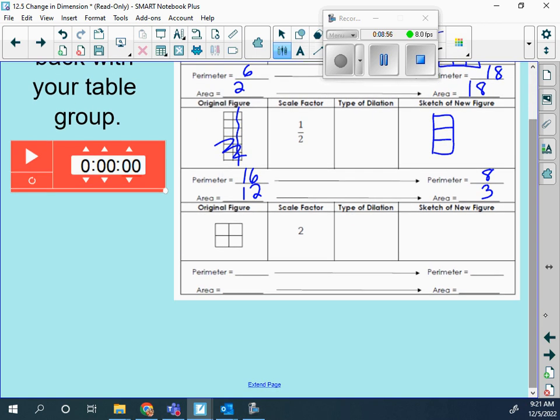Okay? On this one, we got a 2/2. So now with the scale factor of 2, we're now going to have a, say again, 4/4. What was the original perimeter? 8. And the original area? 4. And the new perimeter is 16. And the new area is 16.